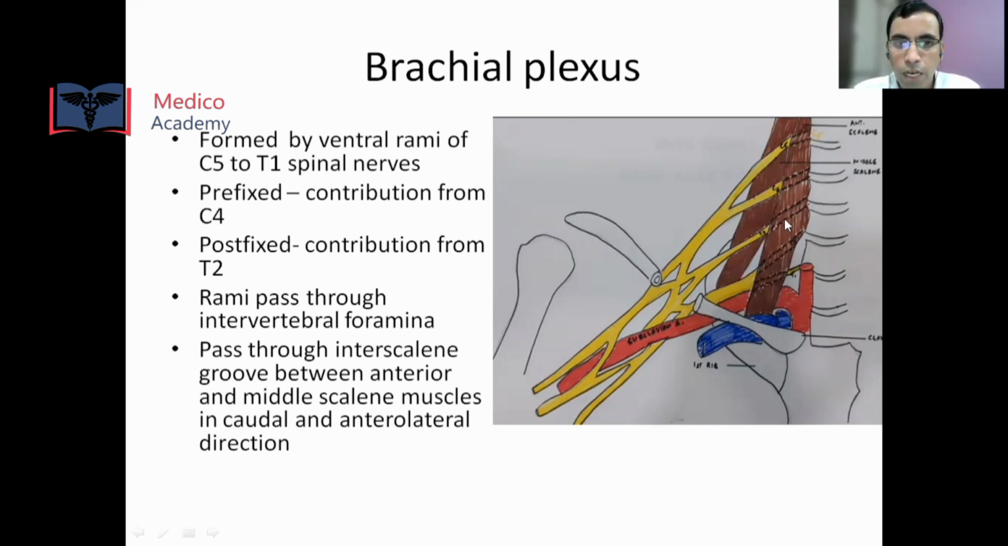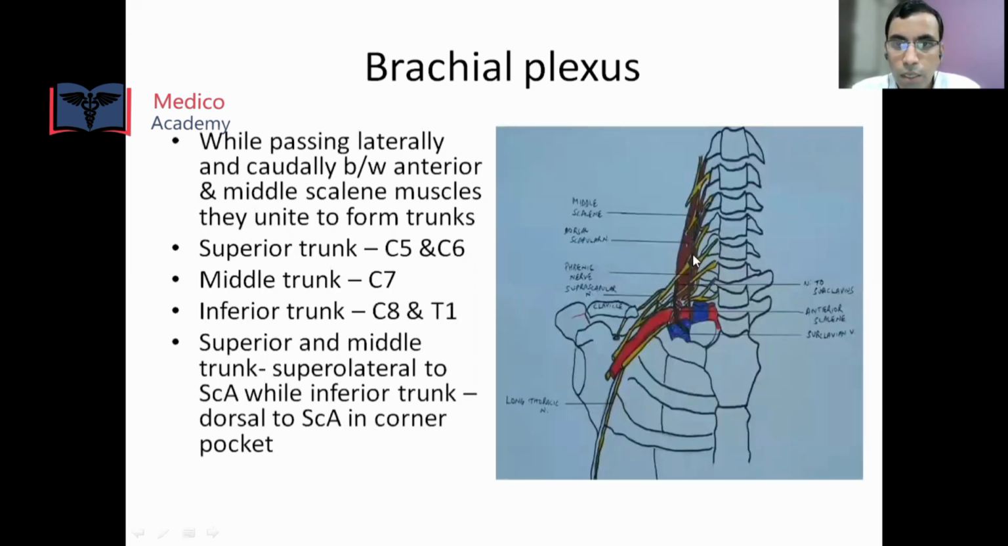These rami then pass through the intervertebral foramina and then pass in between anterior and middle scalene muscle through the interscalene groove in a caudal and anterolateral direction. While passing laterally and caudally between the scalene muscles, they unite to form trunks. Superior trunk is formed by C5 and C6 roots. Middle trunk is formed by C7 spinal nerve root, while inferior trunk is formed by C8 and T1 nerve root.